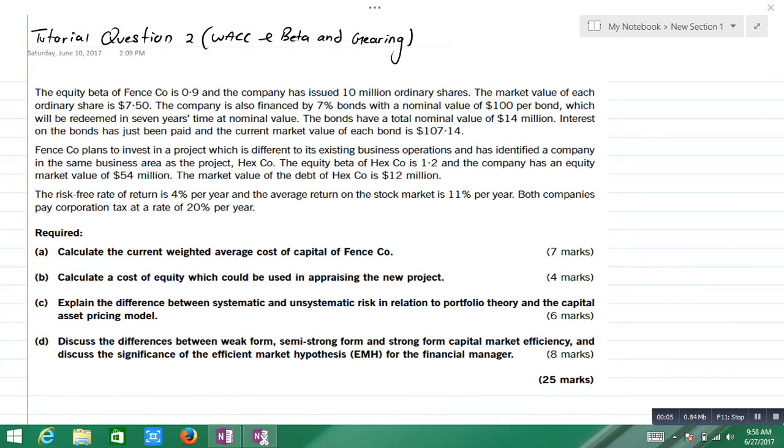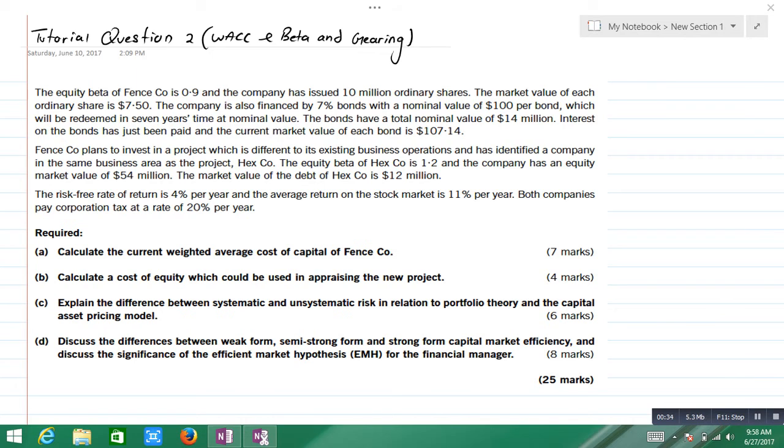Hello guys, welcome to tutorial question number 2. In this question we have WACC and beta and gearings together. In the last tutorial question number 1 we did only WACC, and now we're gonna do WACC and beta and gearing. So I hope you still remember what we did in the last class, topic number 13, which is your beta and gearing.